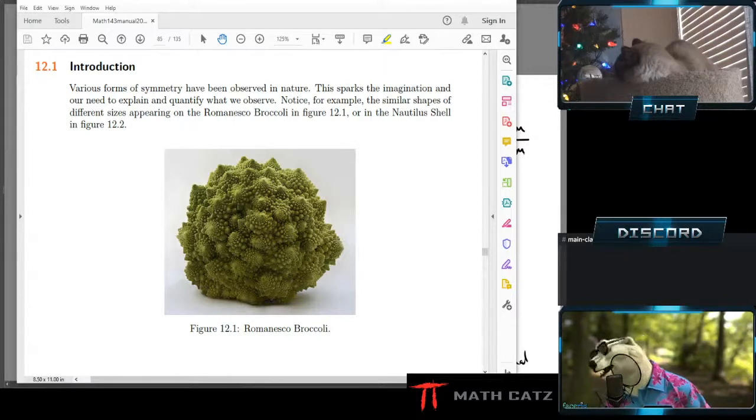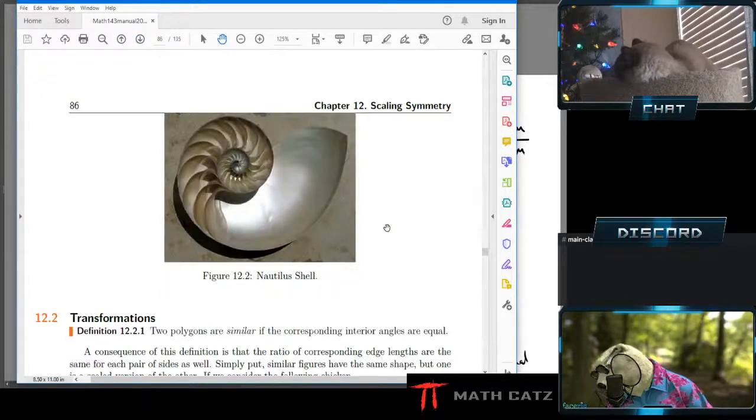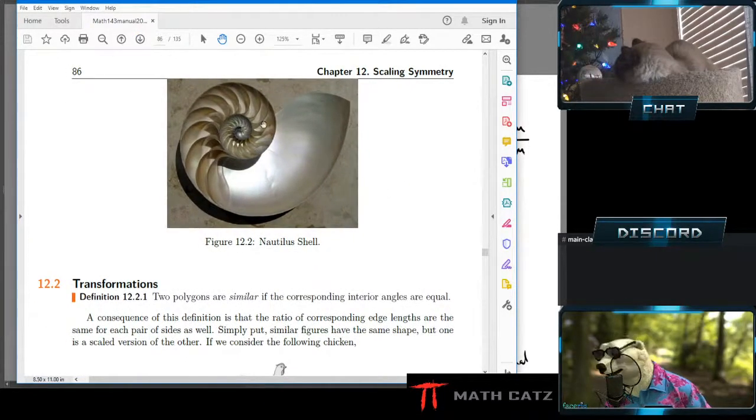Now, the idea of symmetry and scaling, you can see very often in nature. You see the same shapes here, for example, in smaller and larger versions, repeating themselves. Things like the nautilus shell, you see the same shape roughly just appear in larger versions. Now, we're going to try and keep things fairly simple.